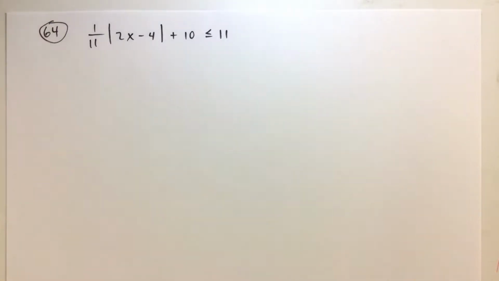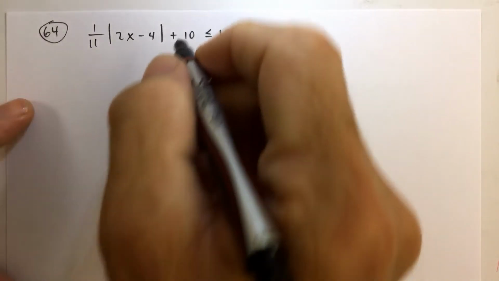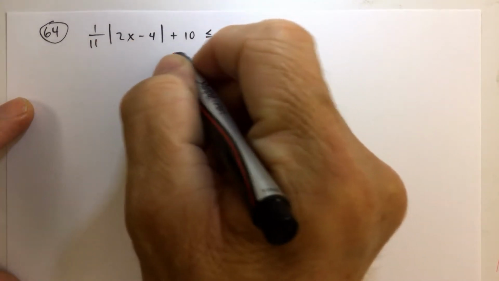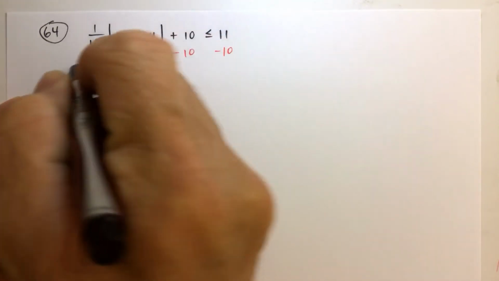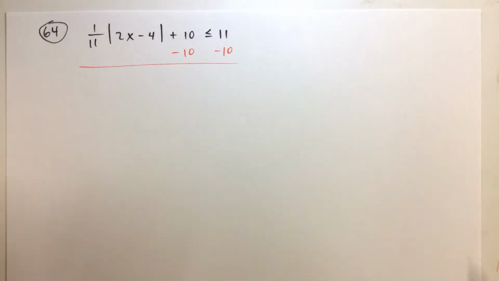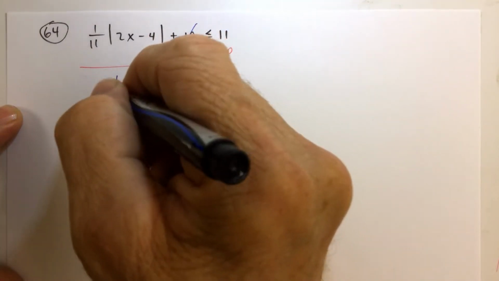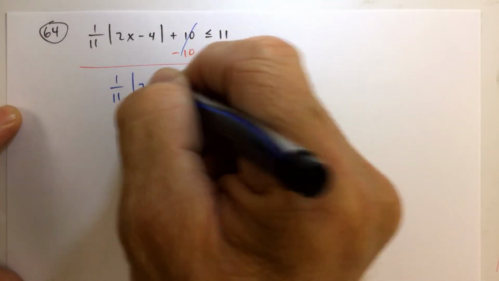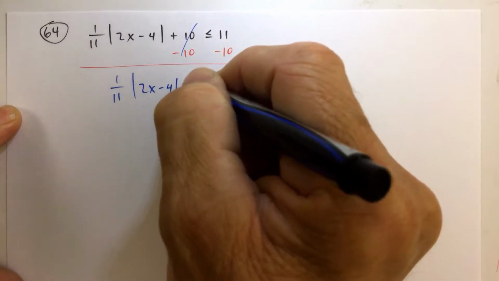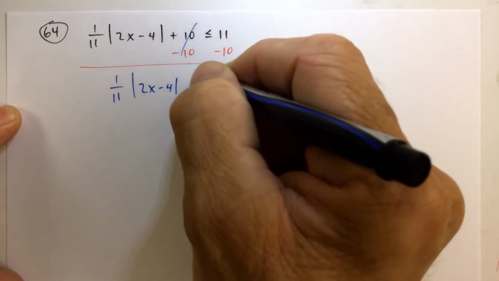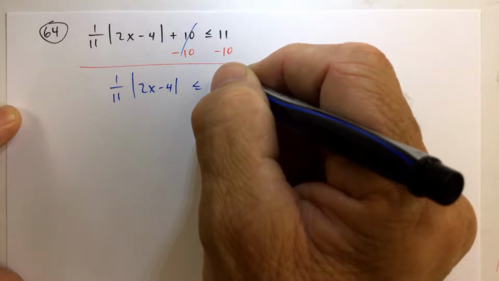For our last learning target, we've got problem 64, and similar to the problems that we've done before, we should know now that we have to leave the absolute value expression alone and subtract 10 from both sides. By doing that, we still have 1/11 multiplied by this absolute value expression, but the 10's cancel, so we get less than or equal to 11 minus 10.